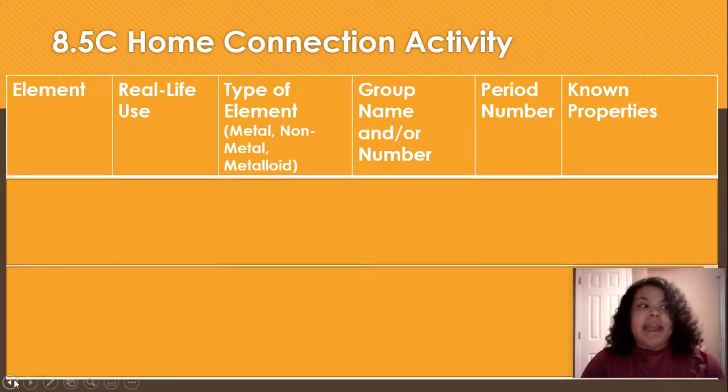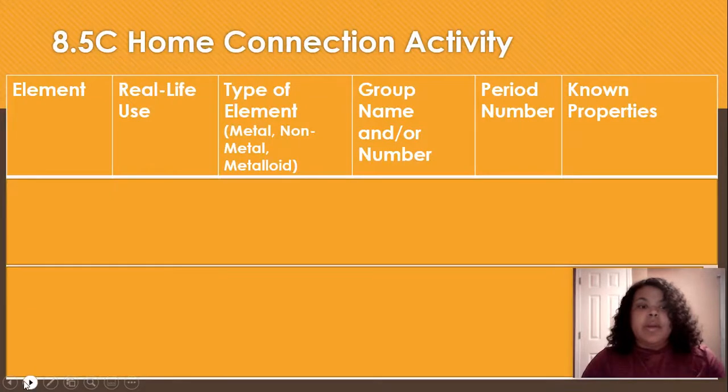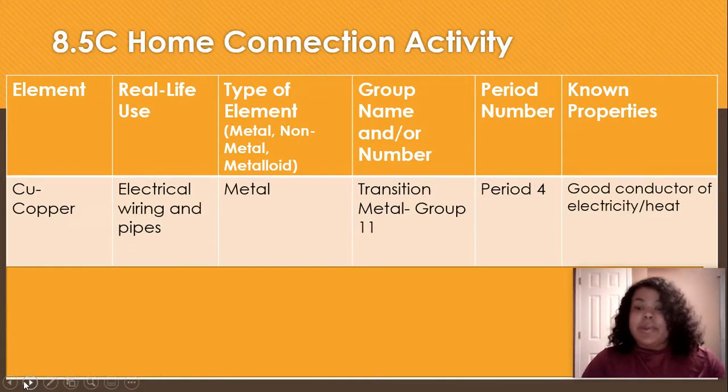The first example I have here is this copper water bottle. Clearly the element is copper. Some real life uses include electrical wiring and pipes. The type of element, copper, is a metal. Notice how shiny and lustrous the metal bottle is. Remember, luster is a property of metal.